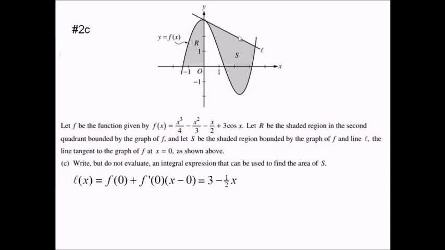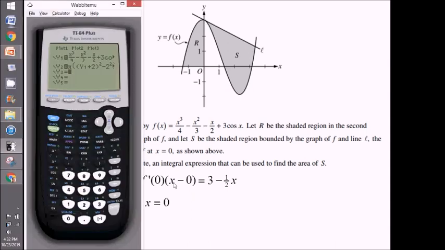Now we need to figure out where this tangent line intersects the f of x function. So I'm going to write L of x equals f of x. Clearly it intersects at 0 because it's tangent there at 0. But where else? To figure this out, I'm going to go into the y equals on my calculator, and I'm going to deselect this area function that I did in part B. I don't want to graph that again. But in y3, I'm going to put 3 minus, and let me do a fancy fraction here, 1/2 x. There we go. And let me just do second trace and then intersect.